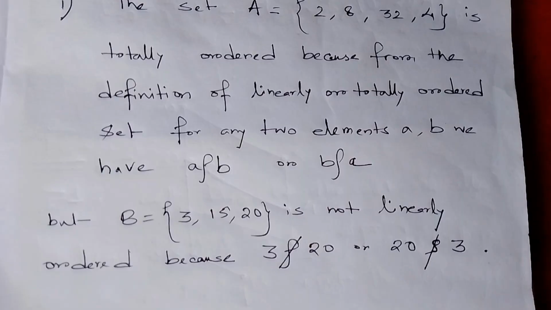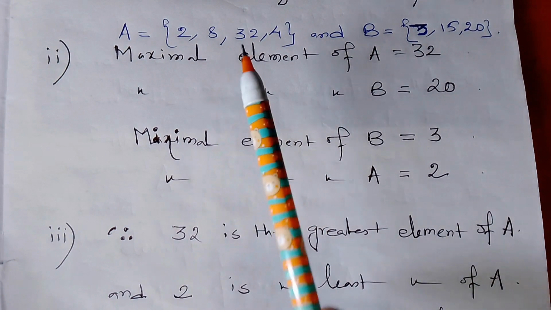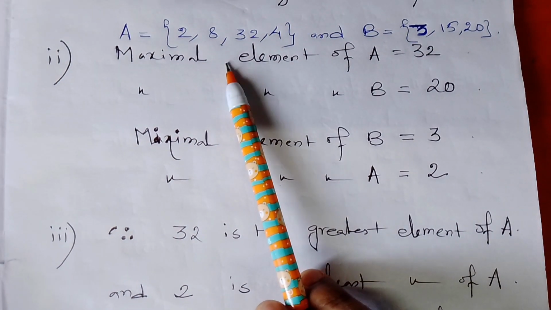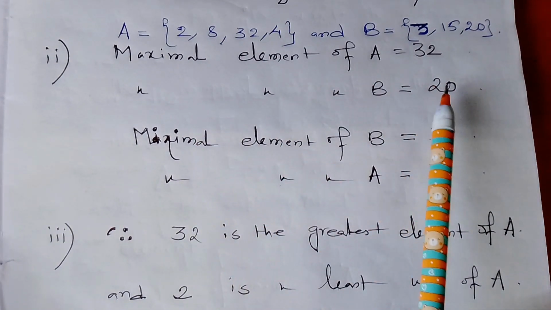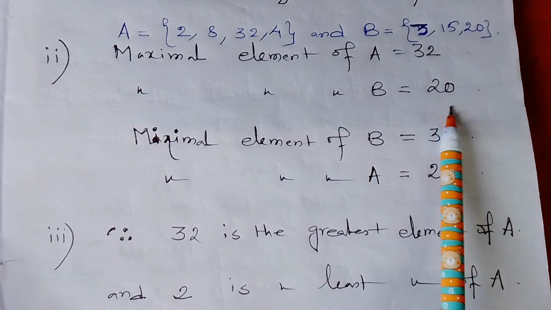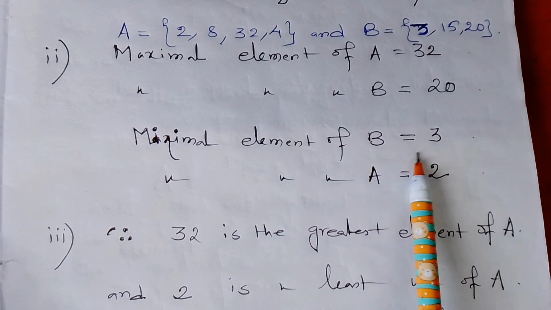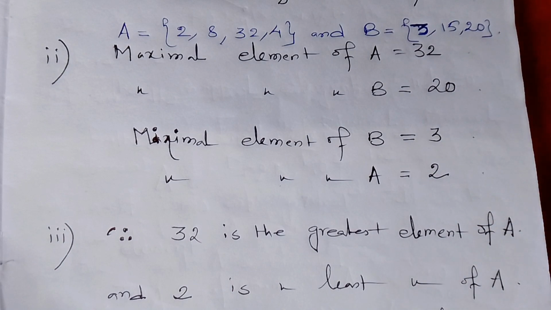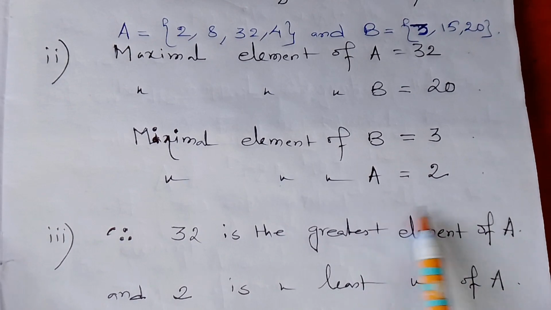Now the maximal element of A is 32 because if we draw the Hasse diagram of A, we can clearly see that no other element will succeed 32. That is why 32 will be the maximal element of A. And for B, 20 is the maximal element, and the minimal element of B is 3 because no other element precedes 3, and for A, the minimal element will be 2.